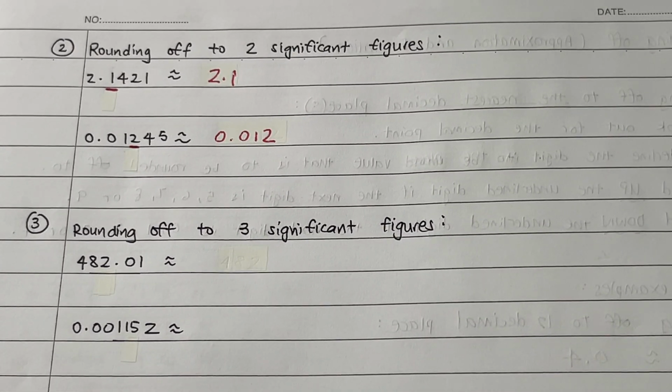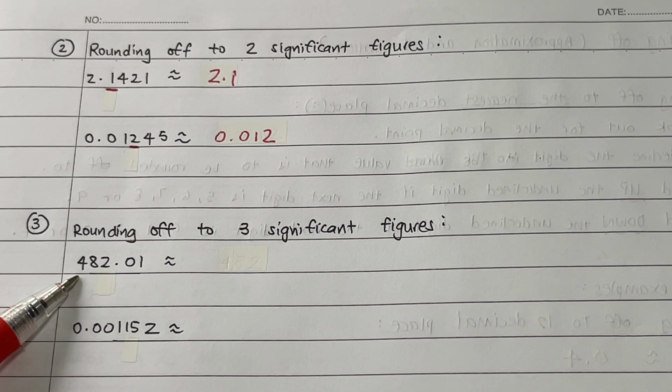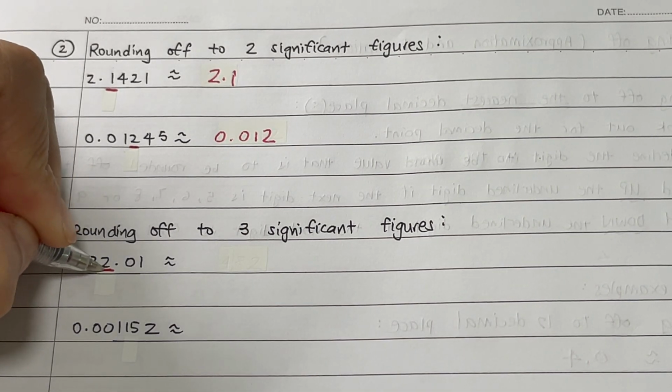Finally, let's take a look at question 3. Rounding off to 3 significant figures, 482.01. Now let's look out for the first significant figure. So which is the first non-zero digit? 4. What do we underline? We underline the third significant figure. So first, second, third. We underline 2.